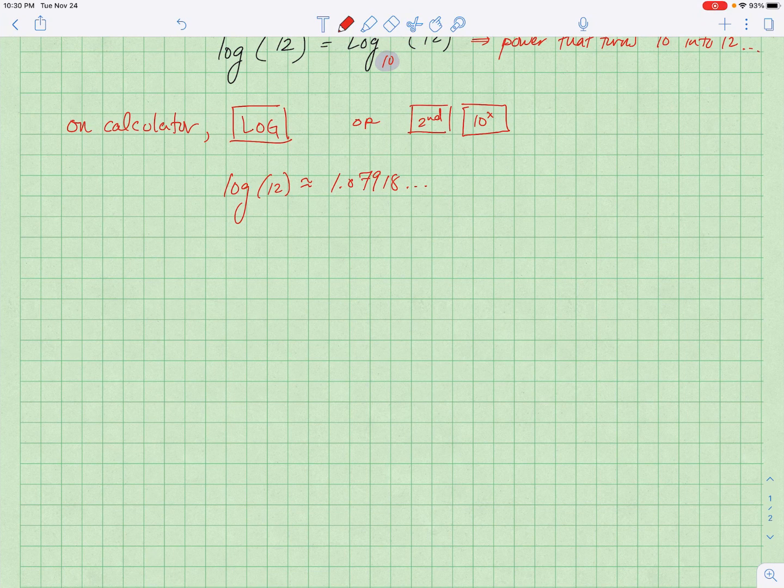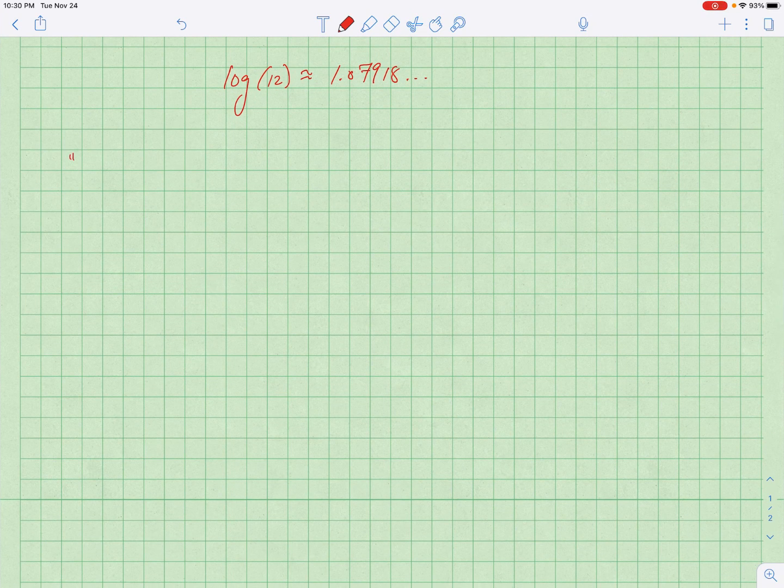Now, I keep saying it's understood that the base is 10. What do I mean by that? What do we mean by it is understood that the base is 10? Well, what I mean is when we don't write it, whatever the argument is, it's understood what that base is. And by that, I mean, when we write expressions in mathematics, and this happens a lot, it's just understood that there are certain values in play.